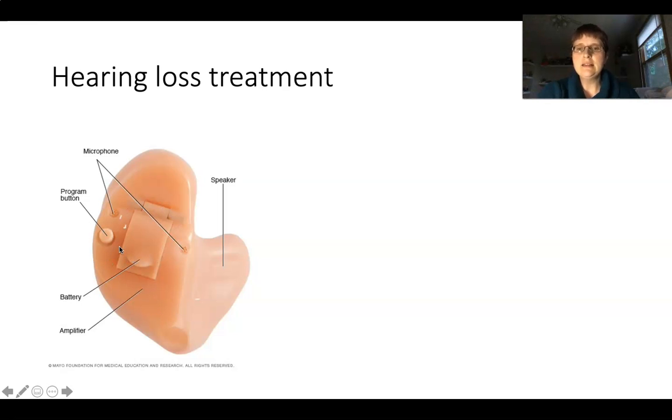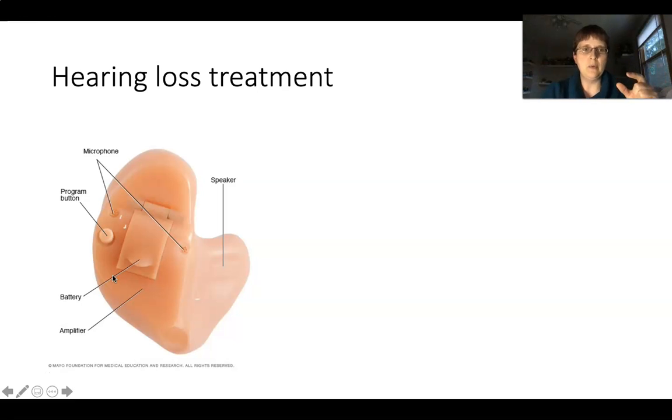So all hearing aids have a battery, obviously, but they're going to have a microphone. So that way they can bring in the sound waves. So that makes sense, right? Because that's the first part of the whole hearing process. So they're going to have at least one microphone, usually more than one, so that you can get that 3D sound pickup. Then they're going to have an amplifier.